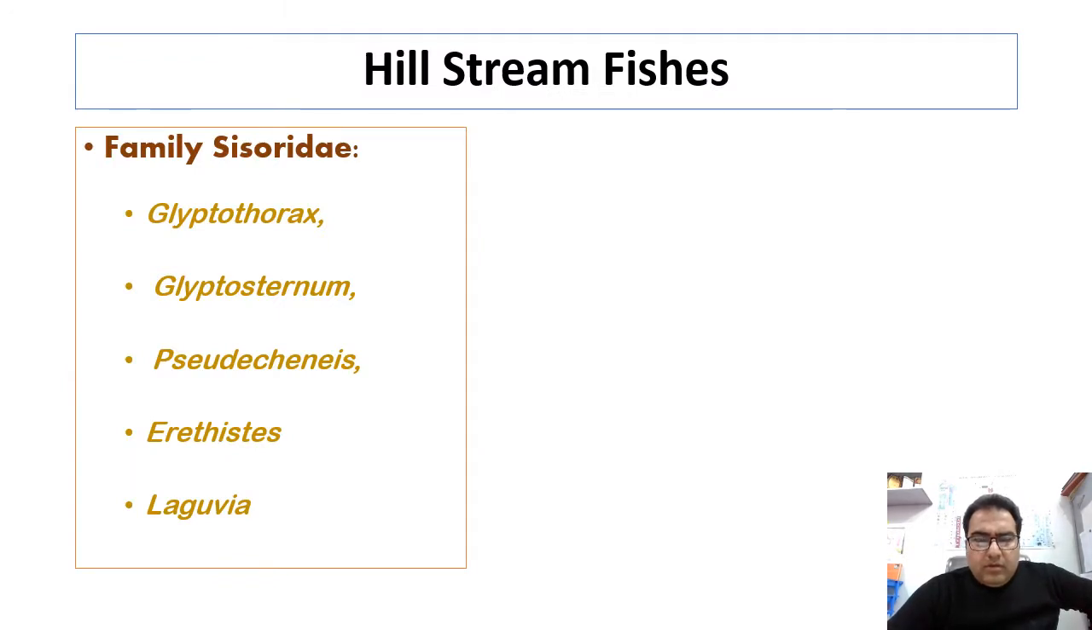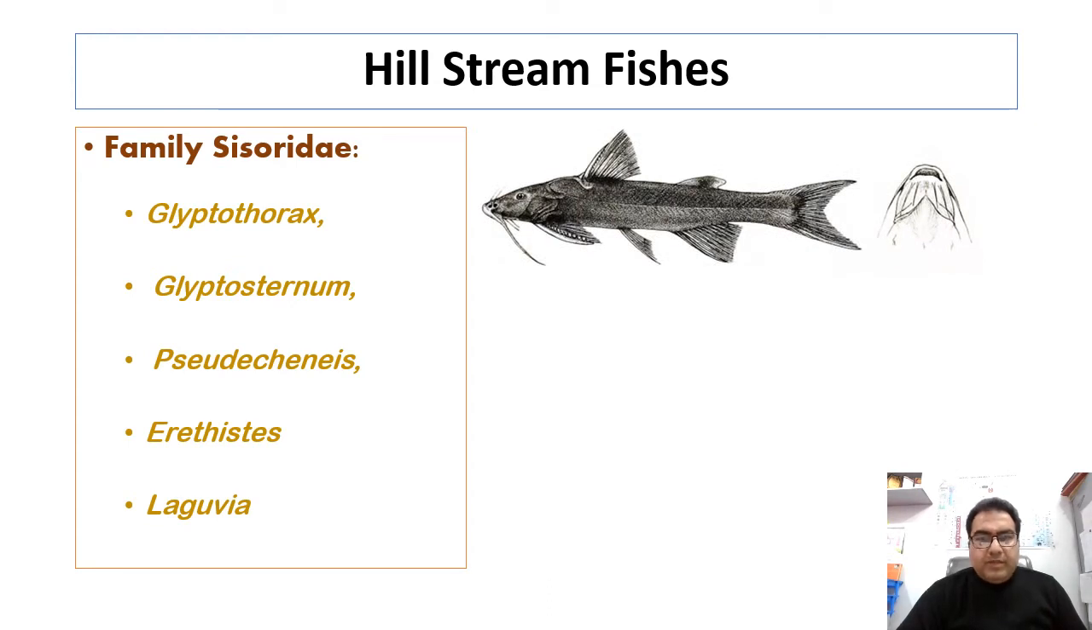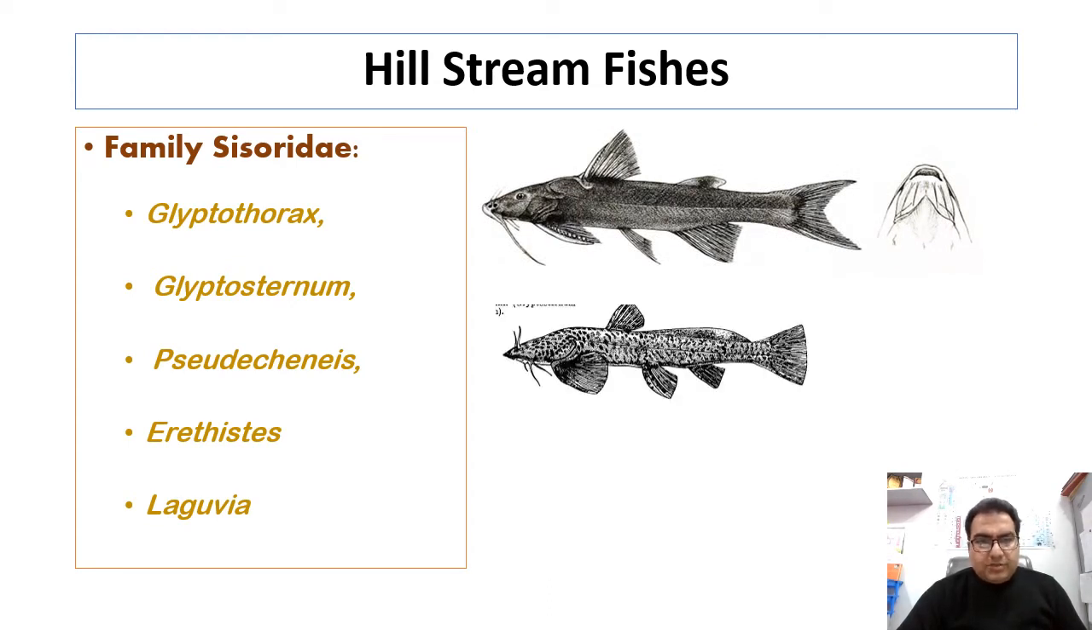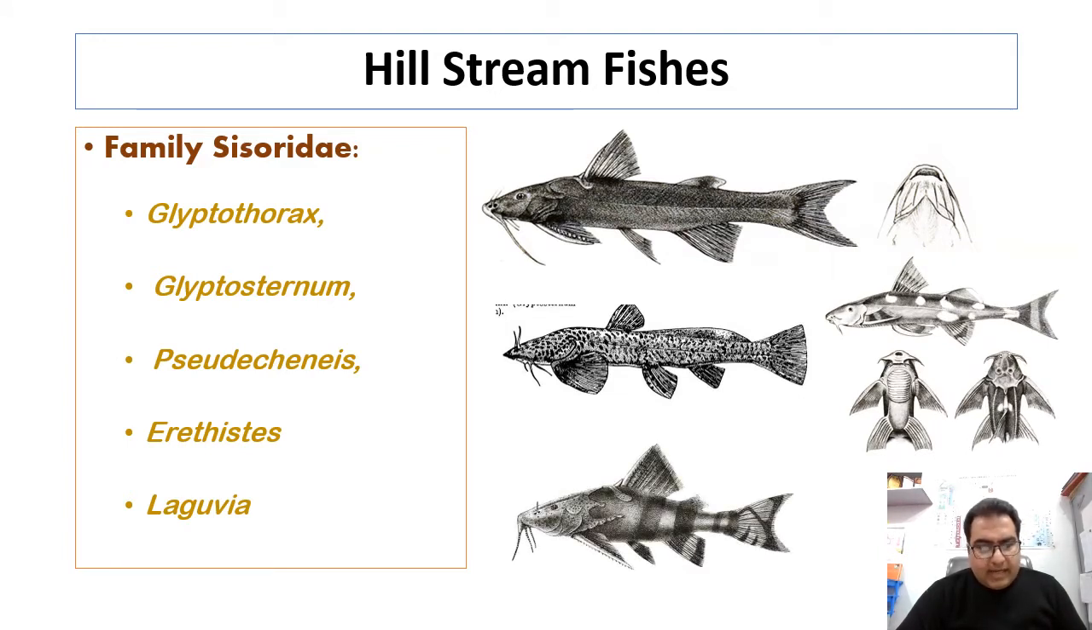Now, first of all, we shall be talking about this. You should have knowledge about certain hill stream fishes, such as some of the fishes which belong to the family Sisoridae, such as Glyptothorax, Glyptosternum, Pseudoechineis, Aristis.